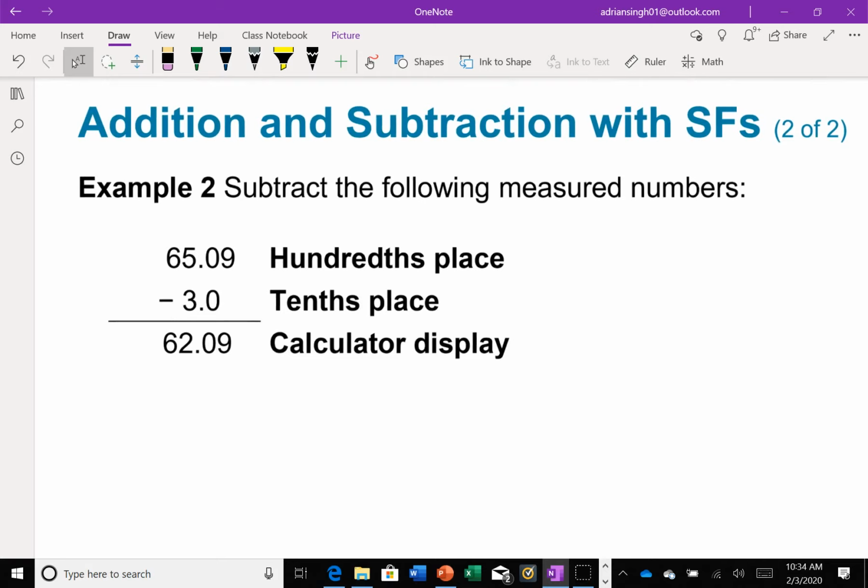All right, and then if we look at subtraction, it's the same rule, right? So if we take 65.09 and subtract 3.0, we end up with 62.09. This has two decimal places, this has one decimal place. So my final answer can only have one decimal place. So I need to round that to one decimal place, and what would that be? 62.1. We're rounding it to the first decimal place here. The 9 is more than 5, so we add 1 to the previous digit. So 62.1.